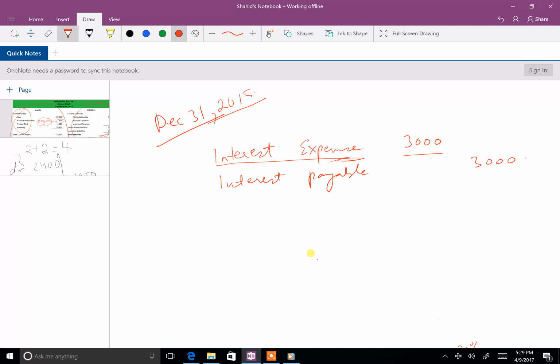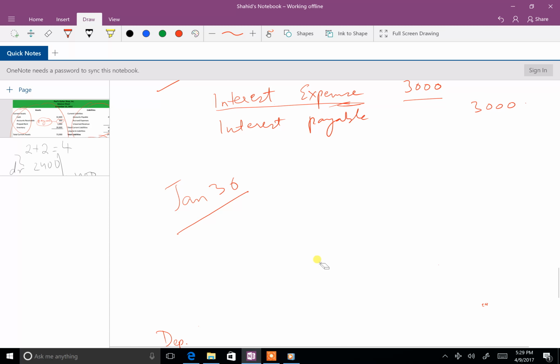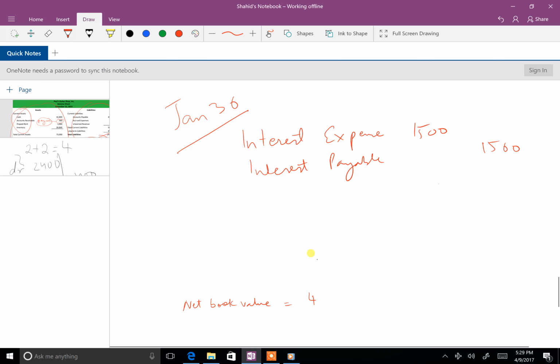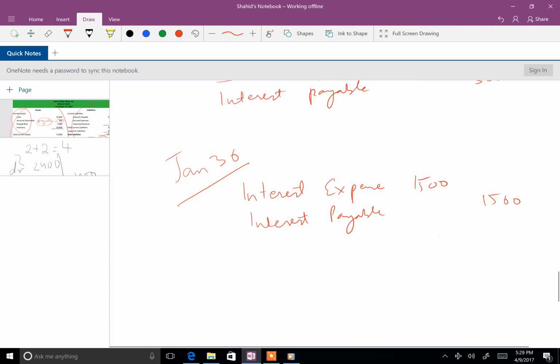So for $1,500 we will have another entry called interest expense. On January 30th, let's say if I want to simplify the entry for you, we'll be doing a similar interest expense of $1,500, and interest payable of $1,500, right? Because 30 more days passed. So all we did was the same entry.